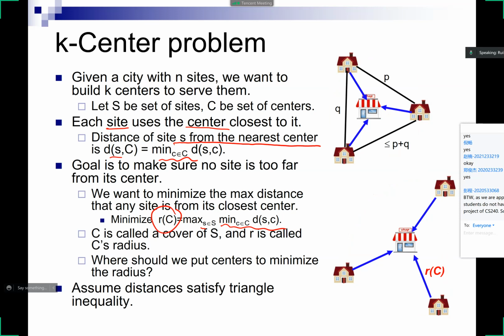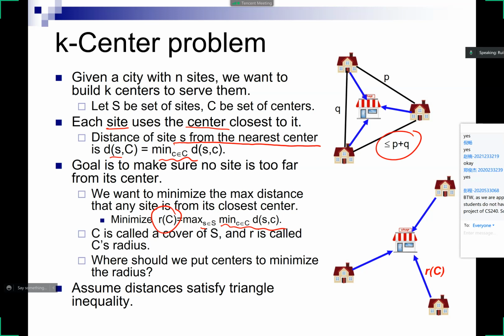We again need some assumptions, otherwise this problem is hard to solve. The assumption is that the distances satisfy the triangle inequality, just like for TSP. That means, for example, if you take these three houses, then if you add up the detour, Q plus P, that can only be more than the direct path from the first house to the other house.